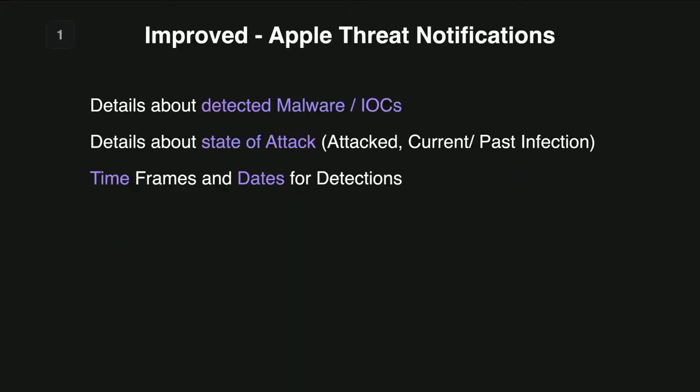What I really would like to see is a couple of improved Apple threat notifications. It's great that we do have these current notifications, and they're a very good starting point for an investigation, but I would love if we could see more details about the detected malware or IOCs as a starting point into that investigation. Additionally, if we would get details about the state of an attack, that means if the device was just attacked, if it's currently a running infection, or if it's a past infection, it would allow us a lot more to find out what is going on there. And timeframes or dates for detections are really, really essential.